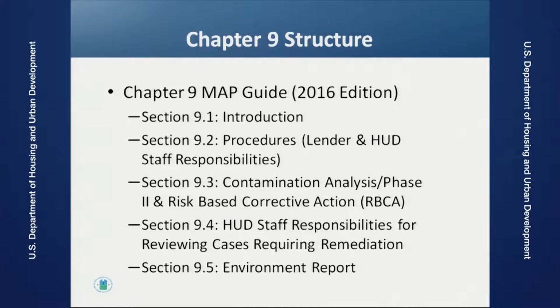For the most part, I'm going to be talking about 9.1 and 9.2, mainly because 9.3, contamination analysis, is going to be possibly for next year. This is where we get into risk-based corrective action. Phase 2's higher-level analysis. If you see something like this, if the lender is supporting this in their submission, it's probably going to go or start with an appraiser, and they can certainly walk through the application process with you. And Chapter 9 compliance, but 9.3 and 9.4, we're going to be hitting that pretty hard with other presenters.